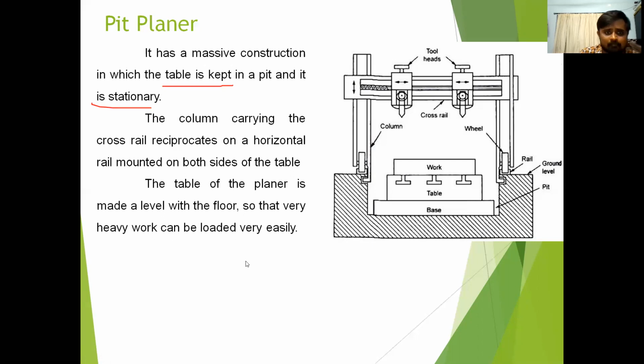This type of planer is going to be used for heavy workpieces.